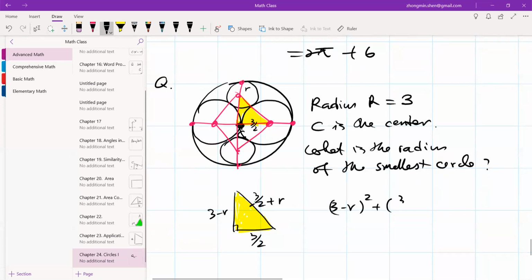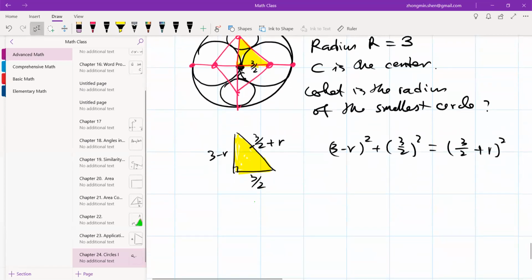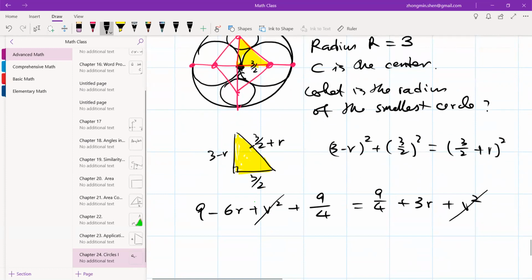3 minus r squared plus 3 over 2 squared equals 3 over 2 plus r squared. Right? They must be related by this equation. So now I get 9 minus 6r plus r squared plus 9 over 4 equals 9 over 4 plus 3r plus r squared. So lots of things cancel out. R squared cancels out. 9 over 4 cancels out.